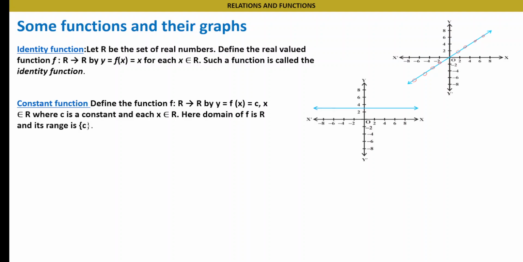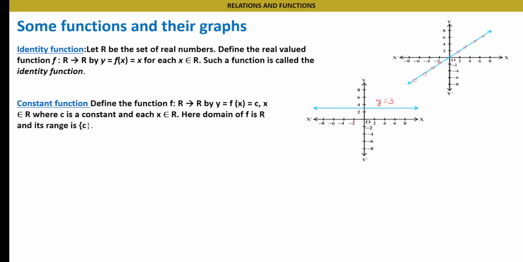Constant function. A constant function is defined as the function f from the real numbers to R by y equals f of x equals c, where x belongs to the real numbers, c is a constant and this holds for each x belonging to the real values. Here the domain of f is R and its range is {c}, because the range of this constant function is always only the constant. So irrespective of the x values 2, 4, 6, 8, the y value is always 3. So we can define y as 3. This is a constant function example.